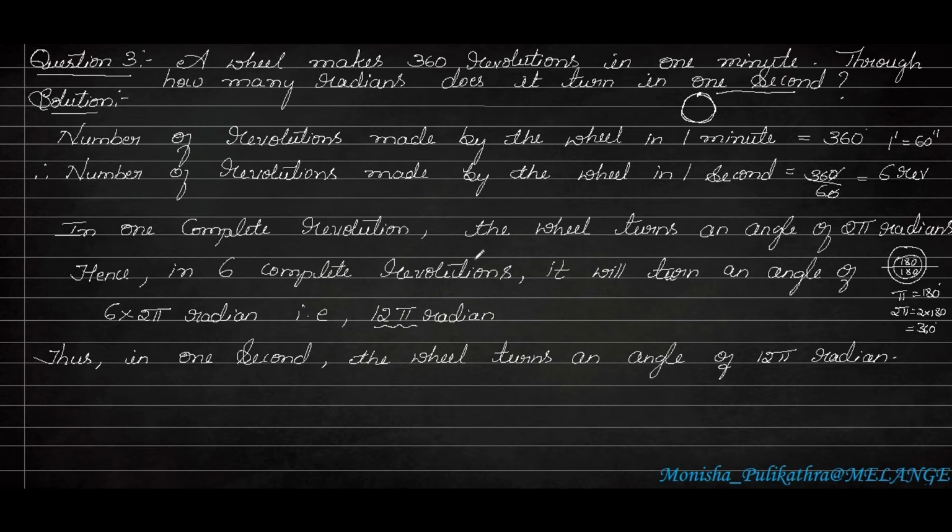Therefore, for 6 complete revolutions, it will be 6 into 2 pi. So 6 twos are 12 pi radians. Therefore, in 1 second, the wheel turns an angle of 12 pi radians. So 2 pi for one complete revolution, for 6 complete revolutions, 6 into 2 pi radians, which is 12 pi radians. I hope you understood this.